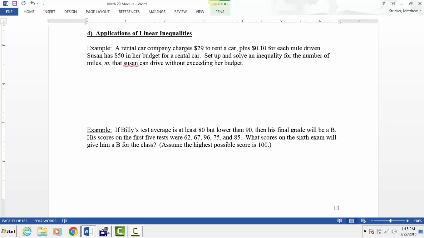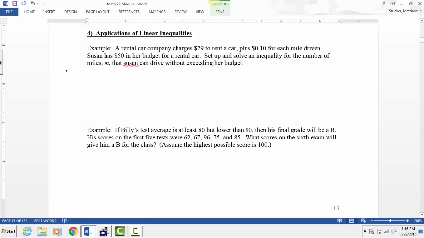So the last part of this section is we get to see how we can apply linear inequalities to some different applications. And the nice thing about inequalities is they allow us to compare expressions in mathematics to quantities. So let's see how we can do that. Let's read through this example. It says a rental car company charges $29 to rent a car, plus 10 cents for each mile driven. Susan has $50 in her budget for a rental car. Set up and solve an inequality for the number of miles M that Susan can drive without exceeding her budget.